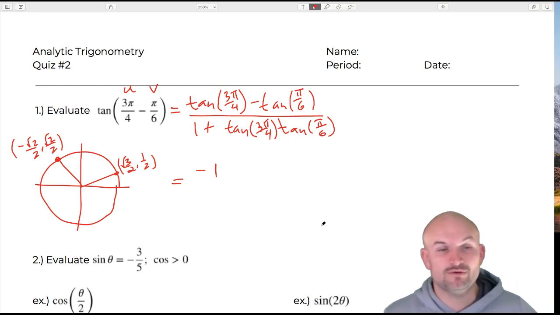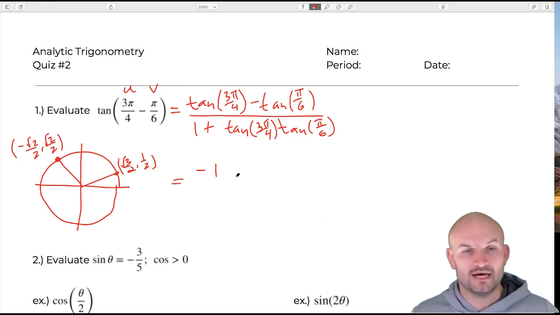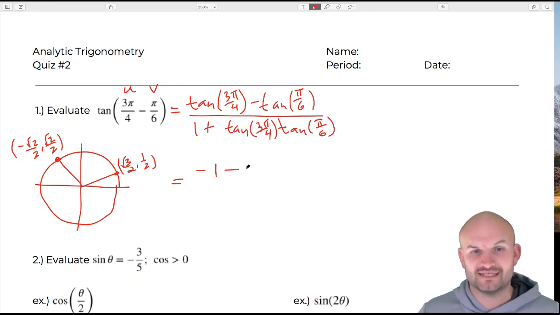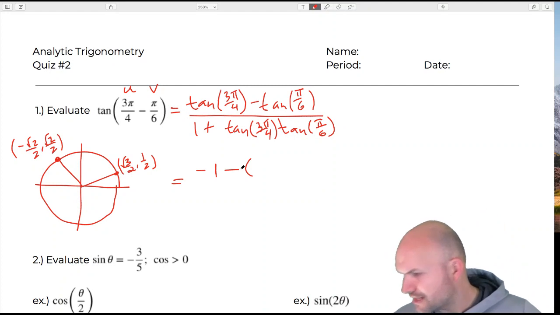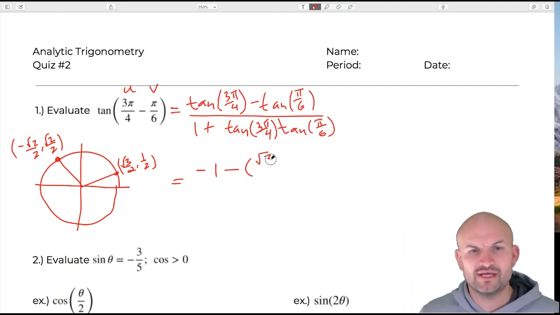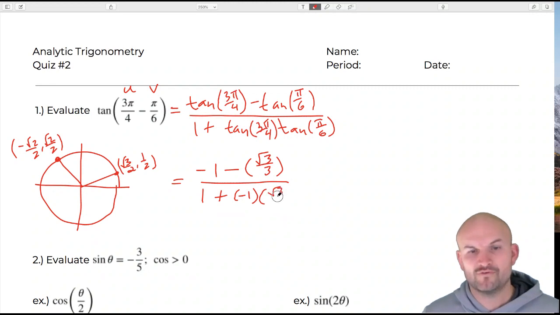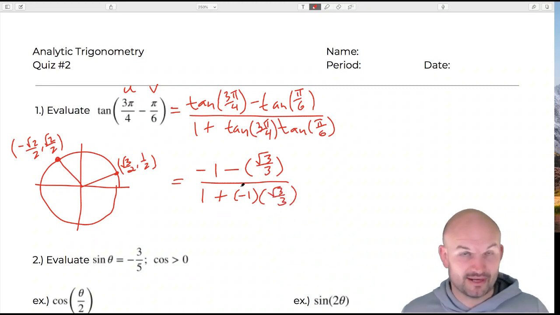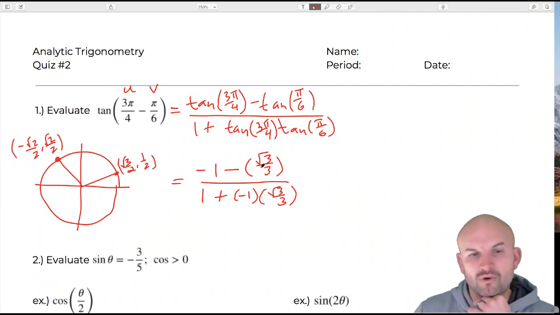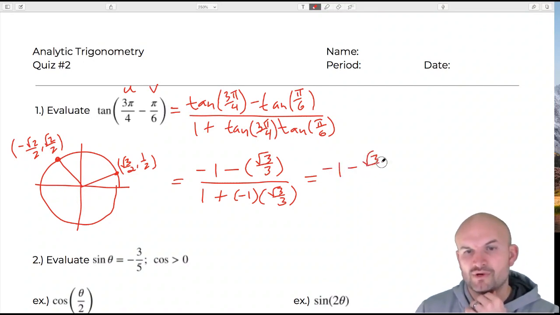In this case, when you take the y coordinate over the x coordinate, you're going to have a positive square root of 3 over 3. But again, you're subtracting that value, right? So that's going to be a square root of 3 over 3. And then we'll have a 1 plus a negative 1 times a square root of 3 over 3. Okay, so that's now evaluated. The next portion is simplifying this. The first round I like to do is multiply everything by 3. Actually, let's make it look like this: we have negative 1 minus the square root of 3 over 3.